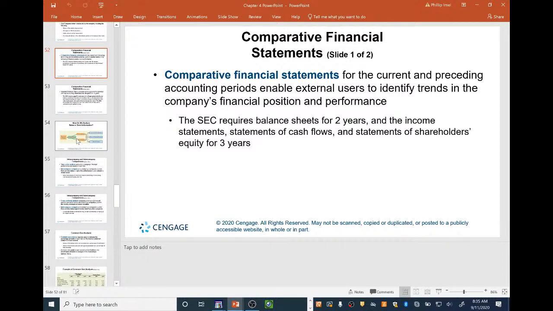It says here the SEC requires the balance sheet for 2 years, income statements and statement of cash flows and statement of shareholders' equity for 3 years. Okay. So they've got to figure out that that's an adequate amount of disclosures with comparative financial statements to be able to decipher through it and catch the trends. Okay, so SEC requires balance sheet for 2 years, income statement, statement of cash flows, and statement of retained earnings for 3.